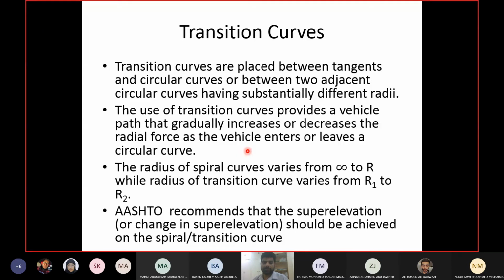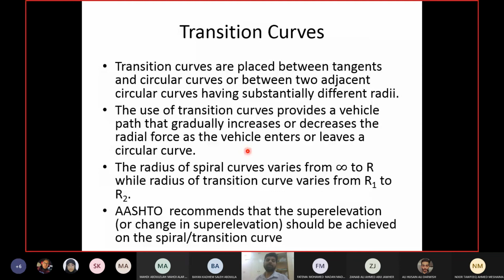Simple circular curve had constant radius. What was the other one? Compound curve had 2 radii. So one portion has radius R1, the other portion has radius R2, and that's it. Reverse curve, again, same radius, only the direction is changing. But in a transition curve, the radius changes even from one point to the next point. So after every meter, the radius is changing.